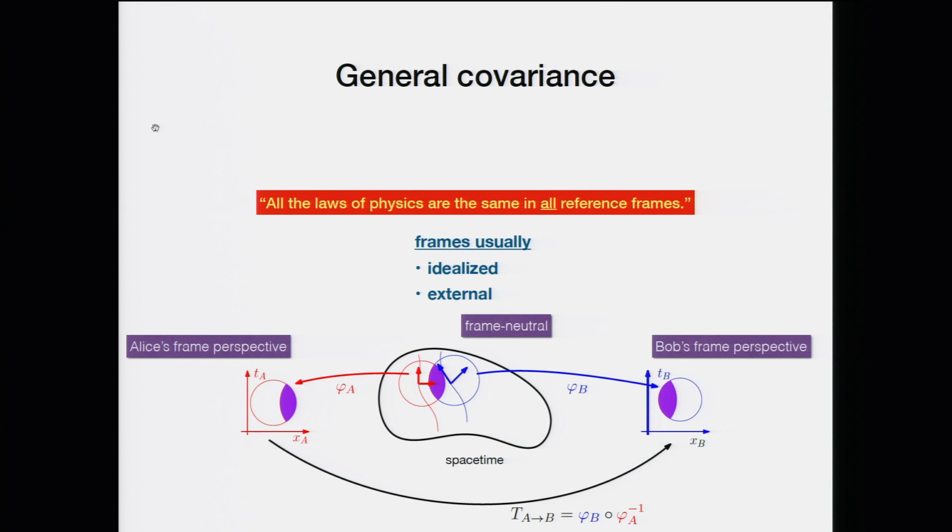And then you can define these coordinate descriptions of it, which you could interpret as a frame perspective for different observers. Now the main point here is, of course, you know all about coordinate changes on a manifold, but what is nice is that if you want to change the frame perspective, say from Alice to Bob, you basically invert the coordinate map, and go back via the frame neutral physics to the new perspective. So there's this nice compositional structure involved in these frame changes.